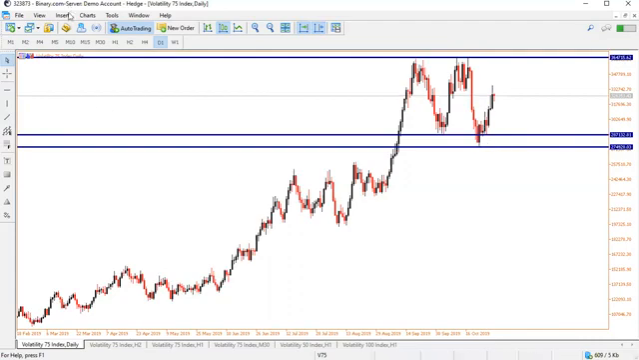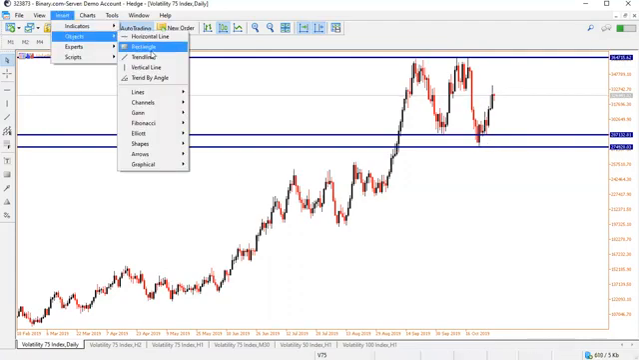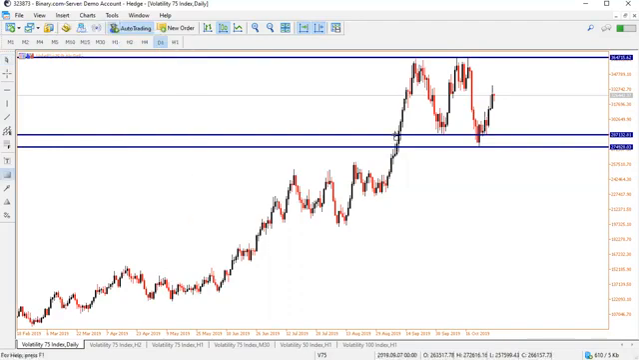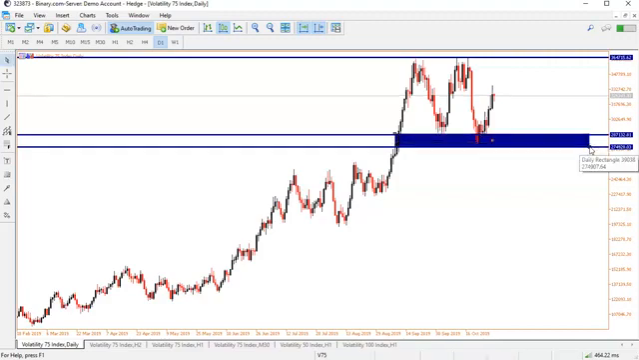So what do I do? I go here, insert object, rectangle, and then this is what I do, guys. Meaning this is a support zone. This is a support zone, right? This is a support zone. So this is what I have currently, guys.